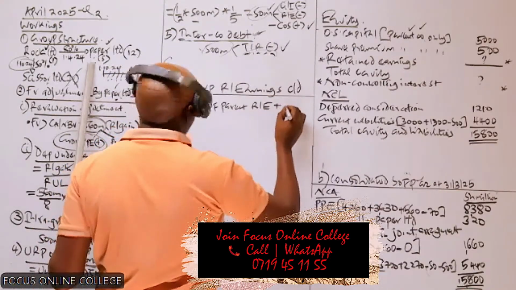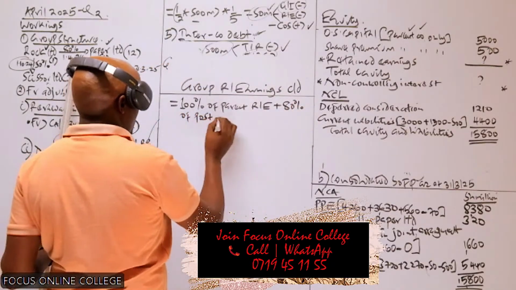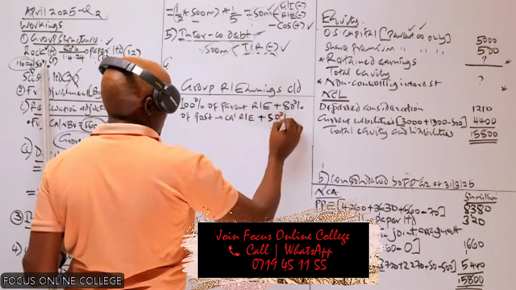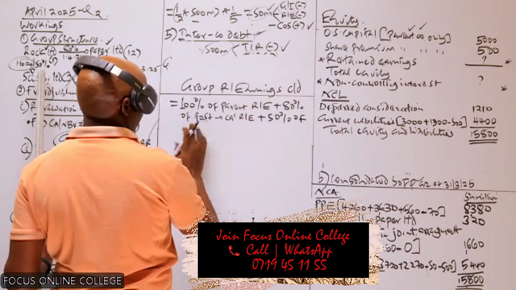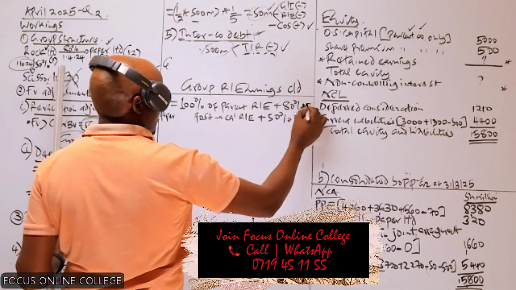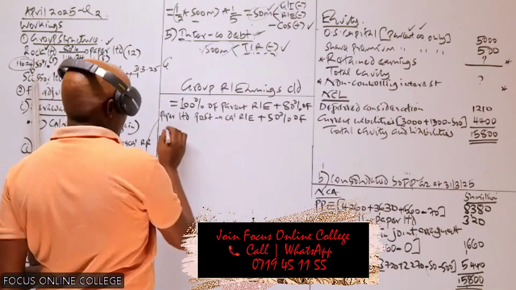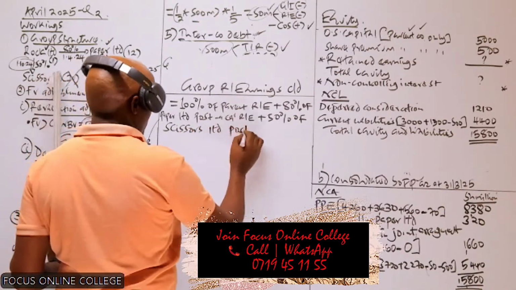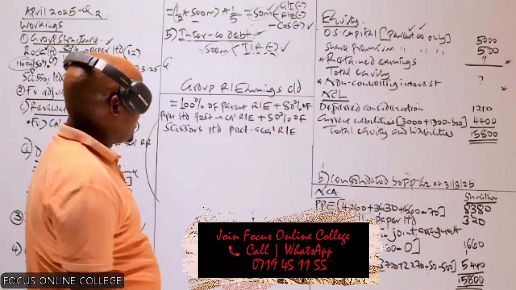for this company here, that is Paper, we should take 80% of Paper Limited's post-acquisition retained earnings plus 50% of Sisters Limited's post-acquisition retained earnings. Yes. That's basically how we compute that.